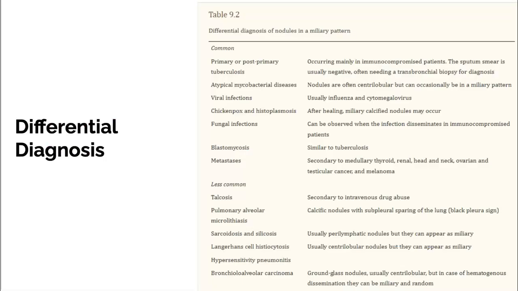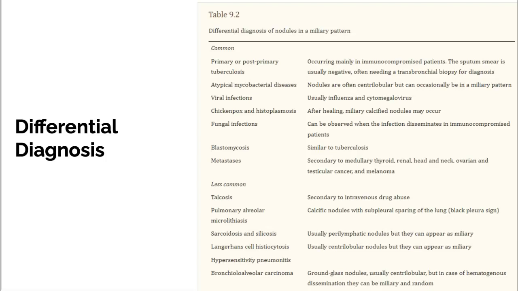For the differential diagnosis, there are a few different patterns that can be seen. In primary or post-primary tuberculosis, it occurs mainly in immunocompromised patients. The sputum smear is usually negative, often needing a transbronchial biopsy for diagnosis. With the atypical mycobacterial diseases, the nodules are often centrilobular, but can occasionally be in a miliary pattern.